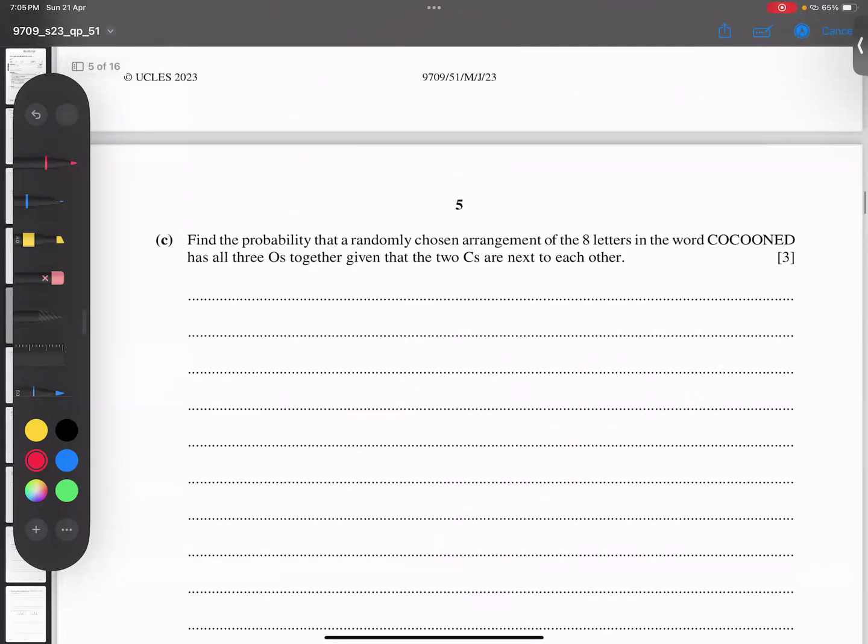Let's go for the next. Find the probability. He said probability, make sure. So find the probability, and the probability formula you know. A randomly chosen arrangement of the 8 letters of the word COCOONED, find the probability that all 3 O's are together, given that the 2 C's are next to each other. We'll deal with that separately.